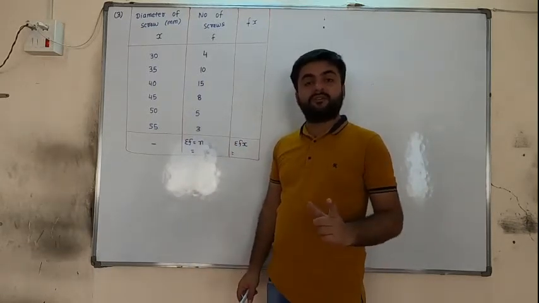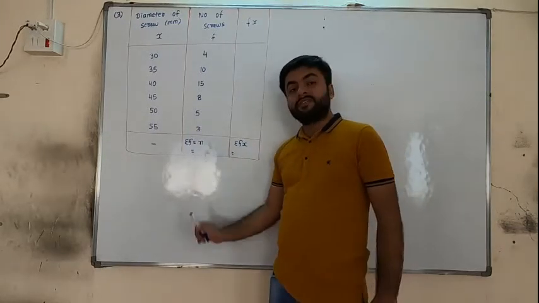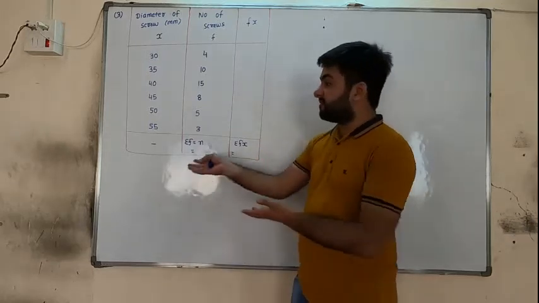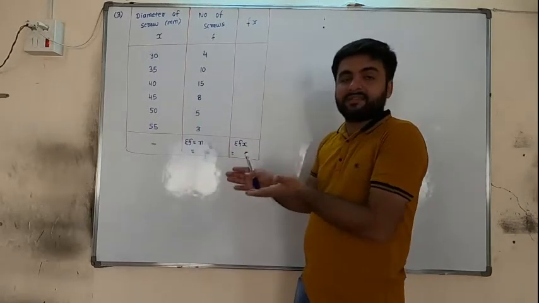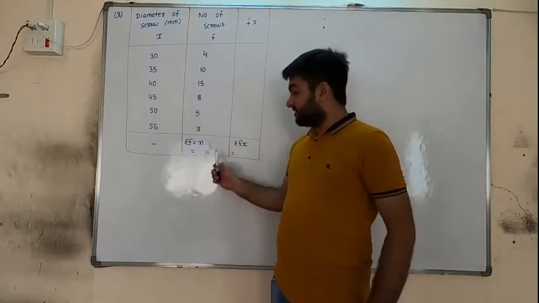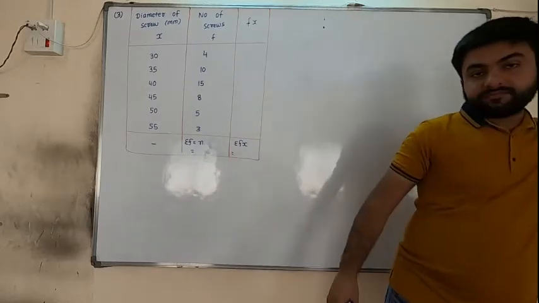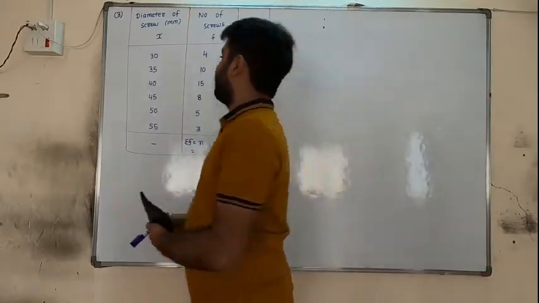Whenever you use the formula sigma fx by n, we know this is sigma fx and this is n. These are 3 columns only, but sometimes we will have 10 columns. How will you decide what you have to write? So this is required in each and every sum. Understand? Okay? Yes.